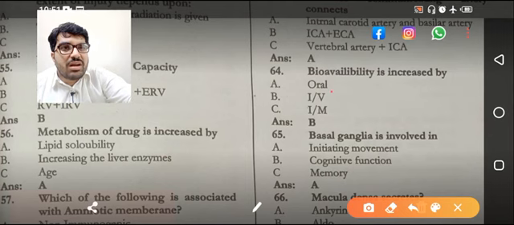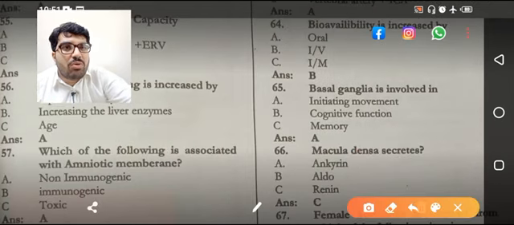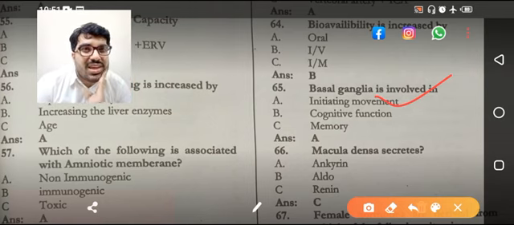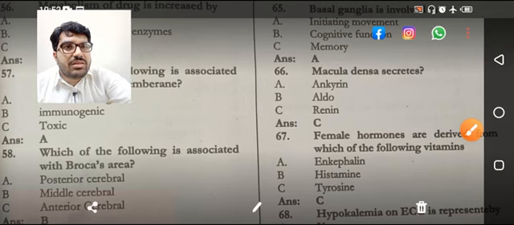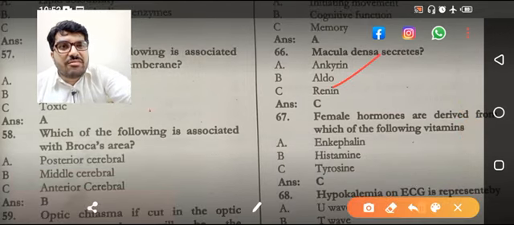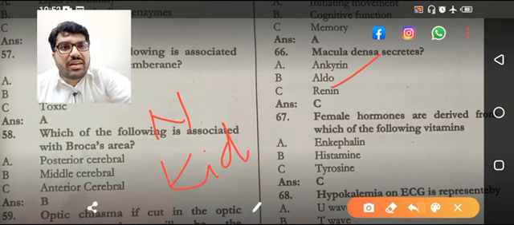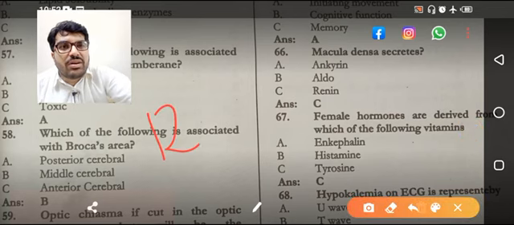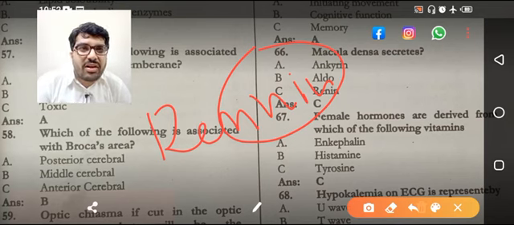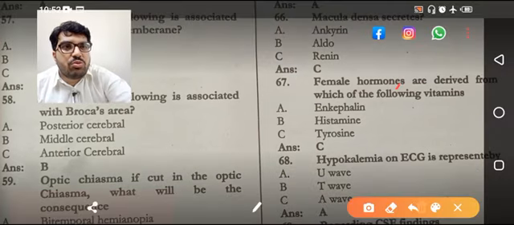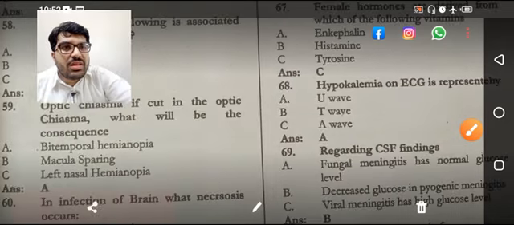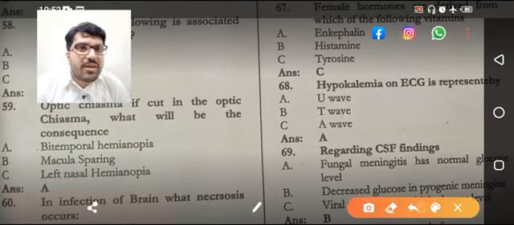Bioavailability is increased by IV. Basal ganglia is involved in initiation of movement. Macula densa secretes renin. Now renin with a single N is in the kidney, but if it is rennin with a double N, then this is in the stomach, causing curdling of the milk in the infants. Female hormones are derived from which of the following vitamins? Poor recall, don't know what they are asking about. Hypokalemia in ECG is represented by U wave.